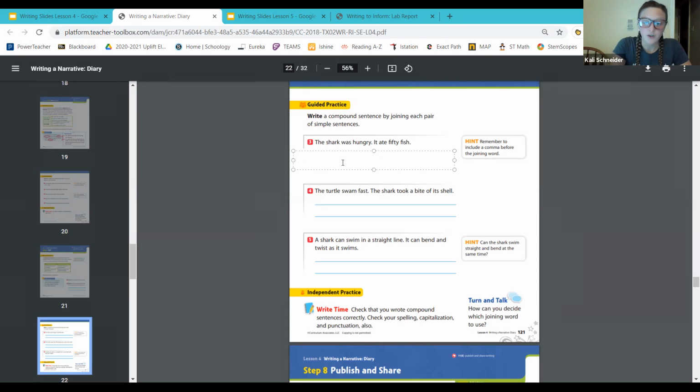The shark was hungry. Remember, the hint says to include a comma before the joining word. So comma, so it ate 50. We shouldn't use the word form of 50 in our writing. So: the shark was hungry, so it ate 50 fish. And I made sure I had an uppercase letter at the beginning and a period at the end. So now we have a complete sentence. Let's look at the next sentence. If you need one more minute to write it, go ahead and pause so you can get that written.